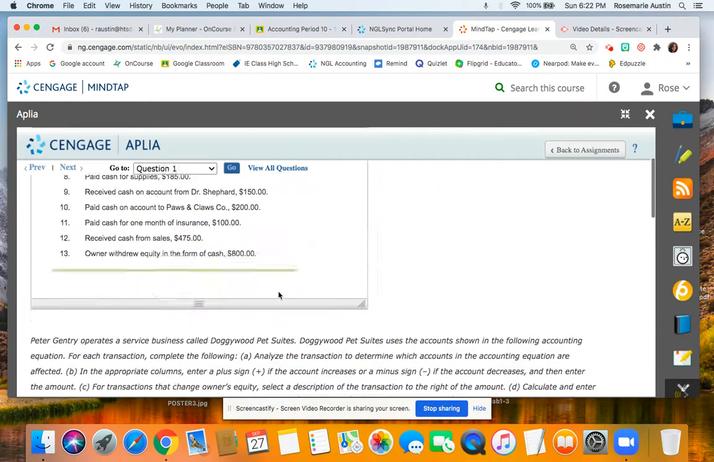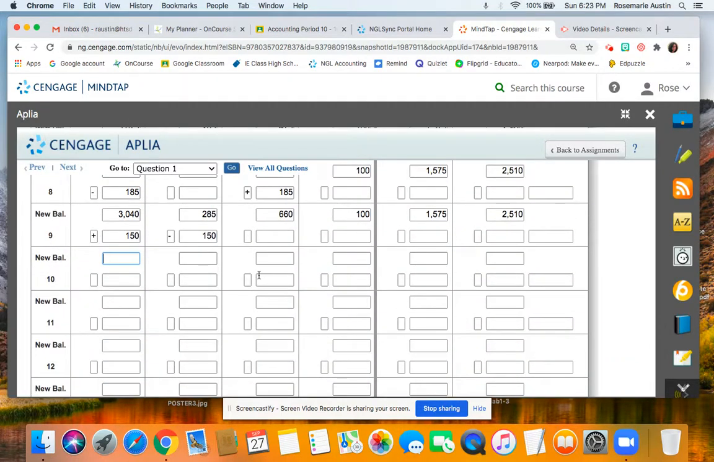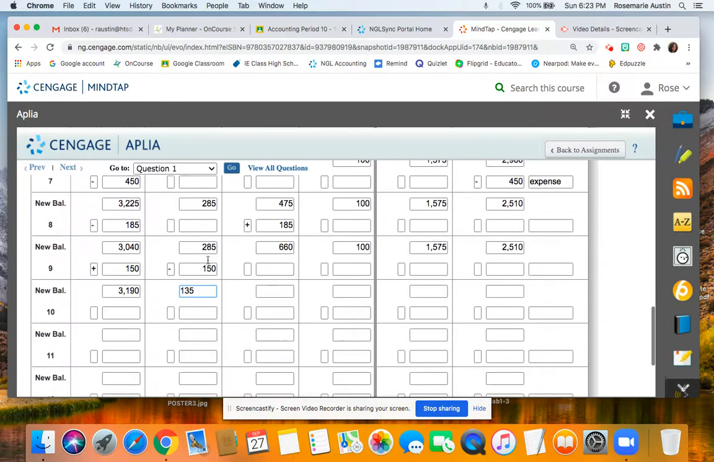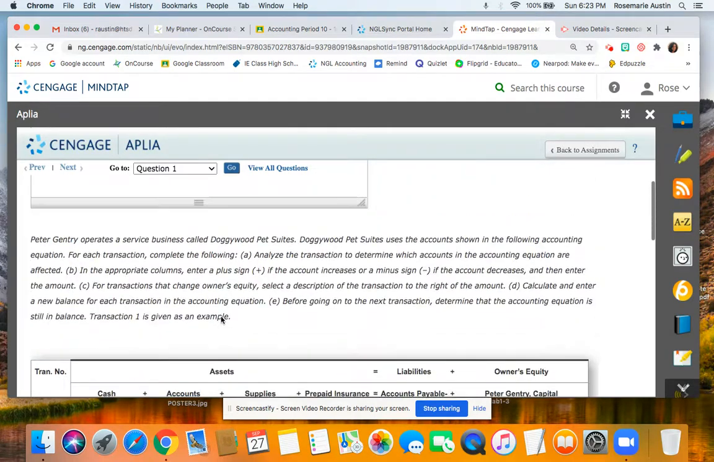Okay, that was $150, right? All right. Okay, so your new cash balance is $3,190. Okay, and 285 minus 150 is 135. In the right column. Yes. Okay. And your supplies stay the same at $660. Insurance is the same at $100. Paws and Claws $1,575. Owner's equity $2,510. Okay. All right. Number 10.